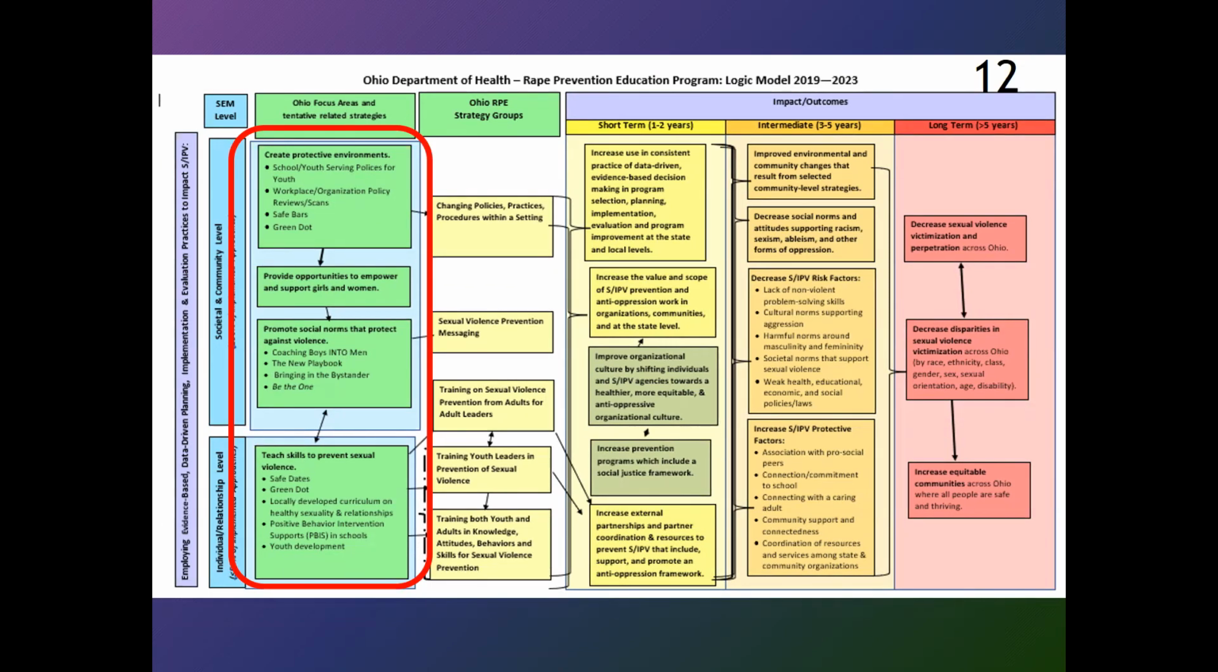Let's take one section of the logic model and show how we can connect the national and state logic models to some of the work our local partners are doing. Good idea, Sandra. You can see that we have outlined in red the strategies from Stop SV on this version of the logic model, which align with the ones that we looked at from the national logic model on the last slide. So to recap, we have create protective environments, provide opportunities to empower and support girls and women, promote social norms that protect against violence, and teach skills to prevent sexual violence.